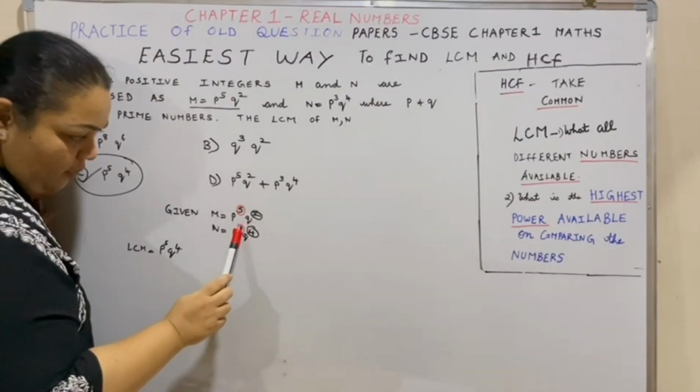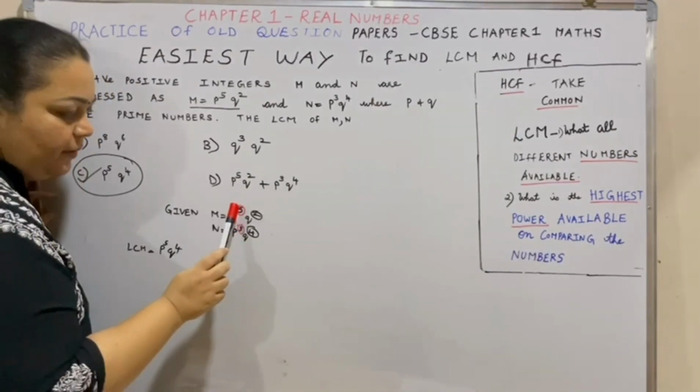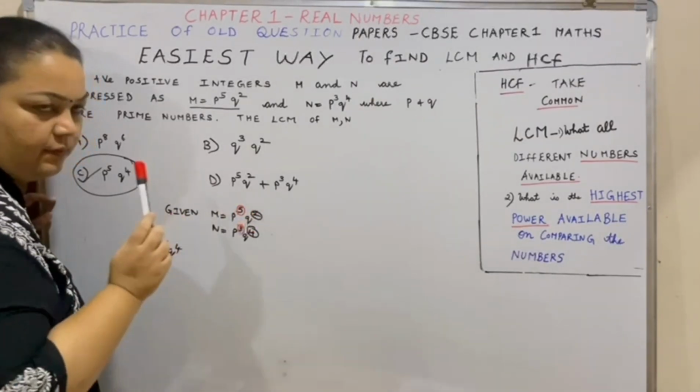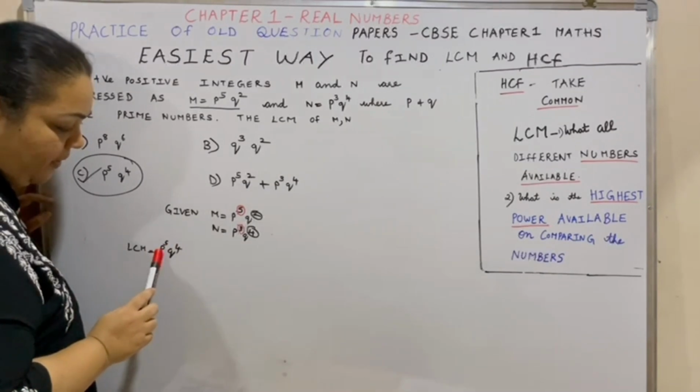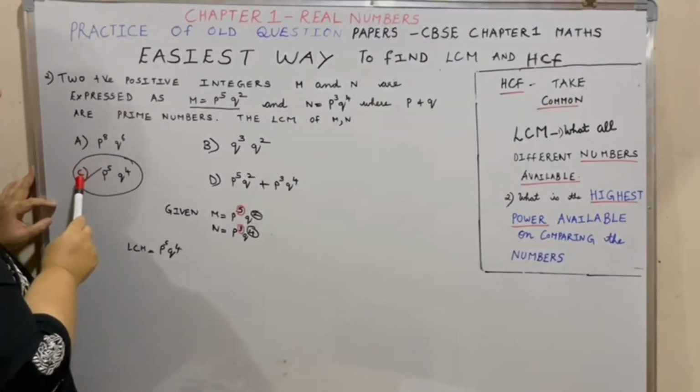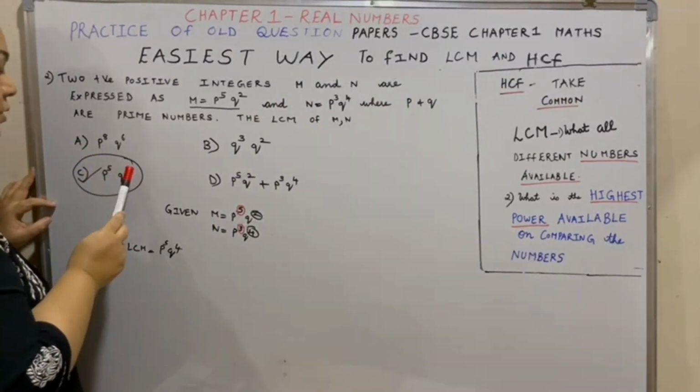Now on comparing both, which is the highest power? Between 5 and 3, which is the highest power? 5. Between 2 and 4, which is the highest power? 4. So p to the power of 5, q to the power of 4. So the option is C.